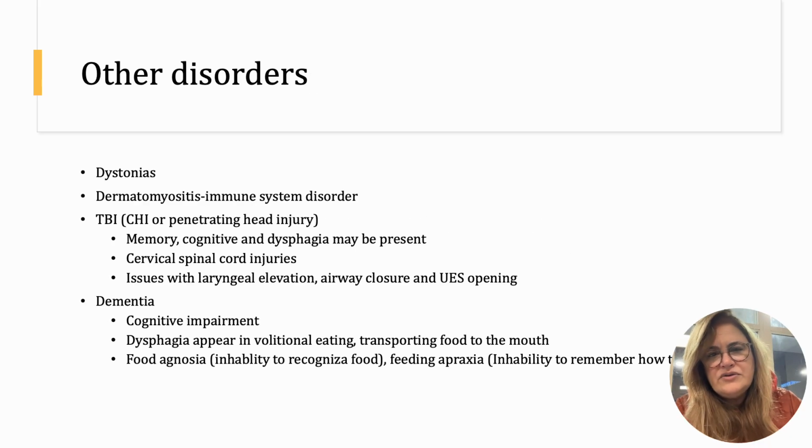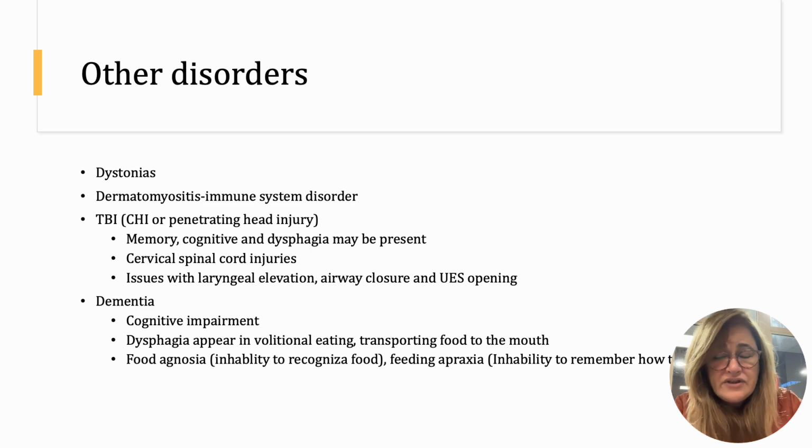Other disorders that we see, and there are many more. We can be here forever. I'm just giving the most common ones: dystonias, dermatomyositis, TBI, like closed-head injuries versus penetrating head injuries. Depending on the type of injury and where the injury was, it may result in issues with posture, management of the bolus, cranial nerve innervation, and so on.